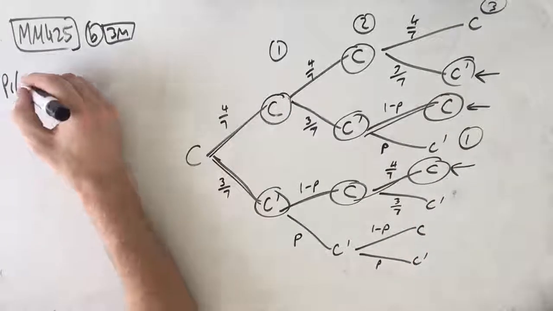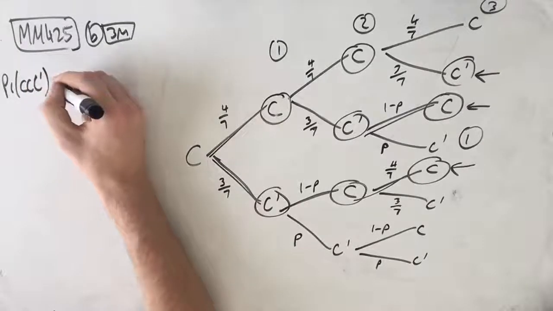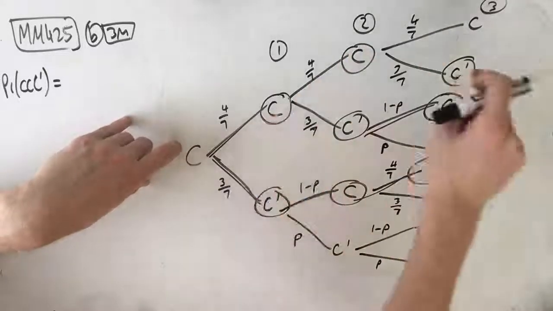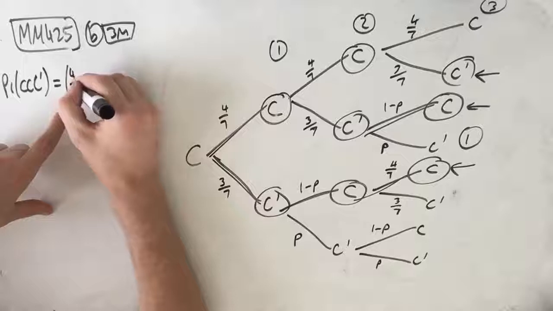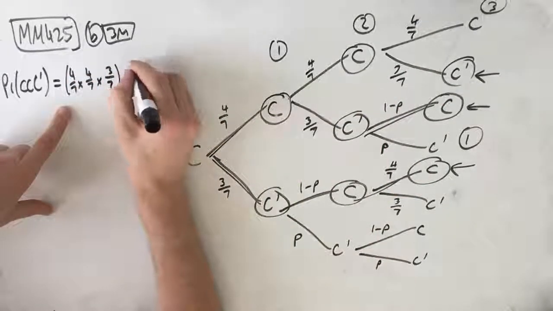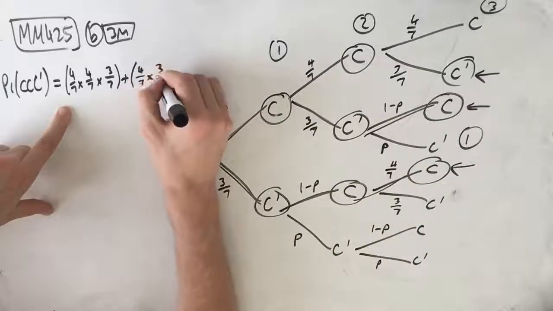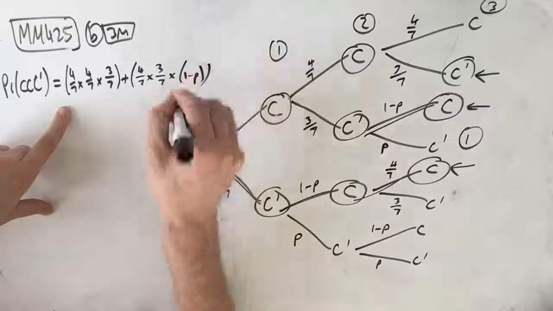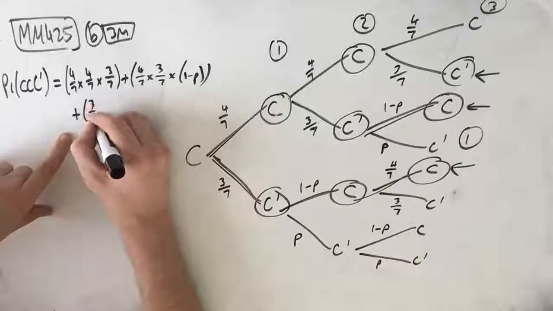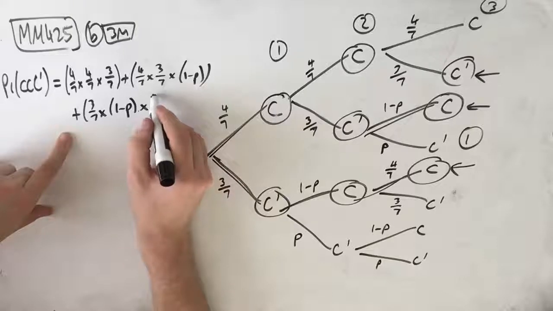So the probability that he is correct twice and incorrect once equals all of these probabilities multiplied together and then added, okay? So this branch here, so 4 on 7 times 4 on 7 times 3 on 7 plus this branch, so 4 on 7 times 3 on 7 times 1 minus P plus 3 on 7 times 1 minus P times 4 on 7.